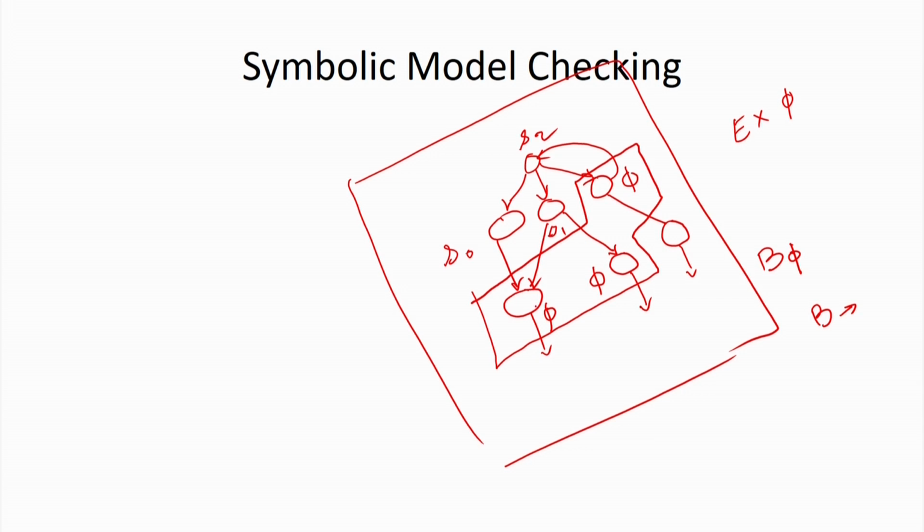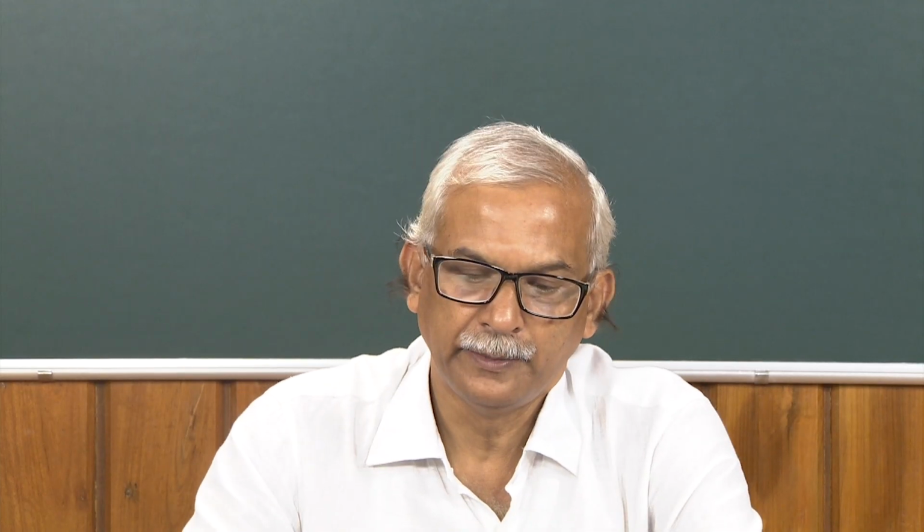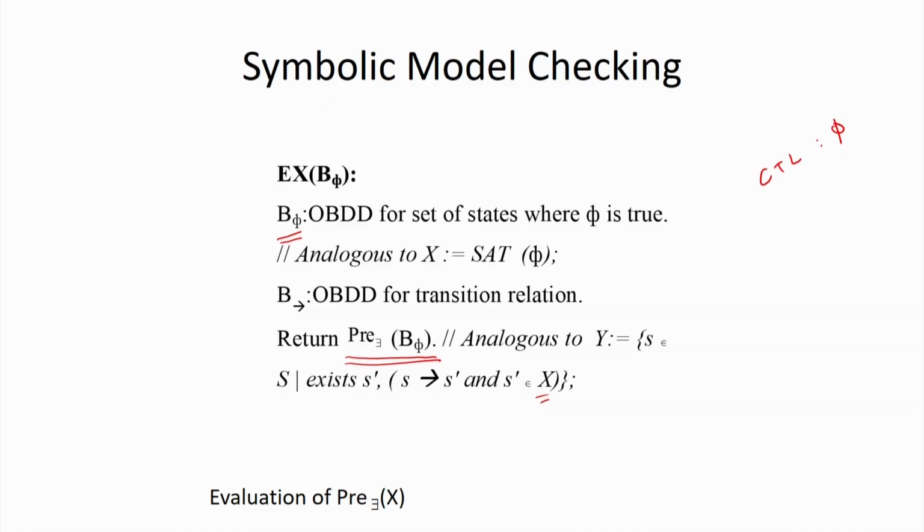For the other states too, we have at least one such successor. So after performing this operation, it returns the set of states S0, S1, S2, where the formula EX phi is true. This is the way to look at it. Now we have the implementation of the EX operator, there exists a path in which, in the next state, phi holds, using only the BDD representation of the transition system and the BDD representation of the set of states.